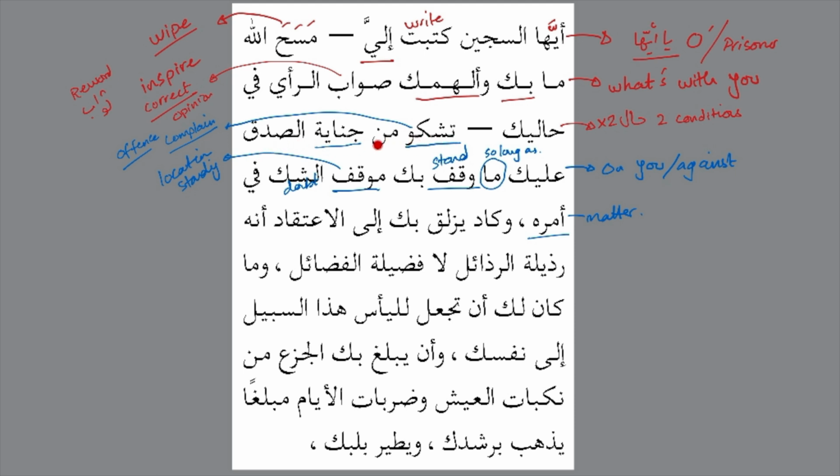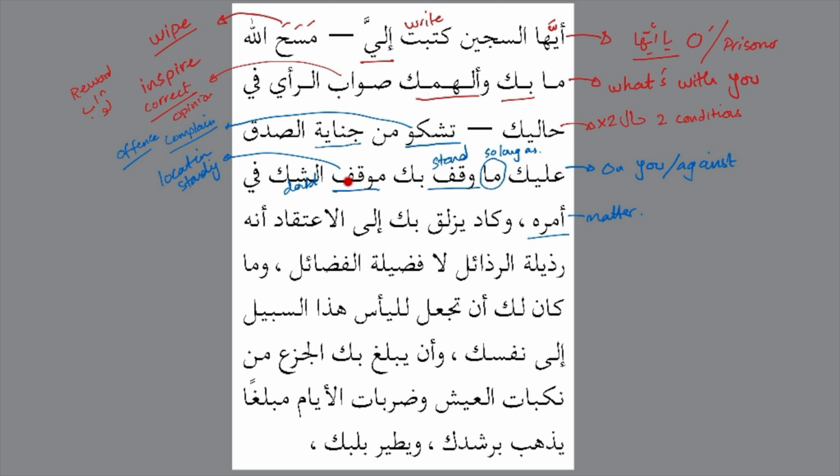You are complaining min jinayat al-sidq. You're complaining from or regarding jinaya, the offense, the crime of truthfulness against you. It's like truthfulness is given a body. You're personifying truthfulness, and it's like you're complaining about the crime that truthfulness has done. Truthfulness came in the form of a person and it's committed a crime against you. Jinaya alik. So in courts, if a person's abused someone or hit them, you say, Fulan jana ala fulan. So-and-so has committed an offense against so-and-so.